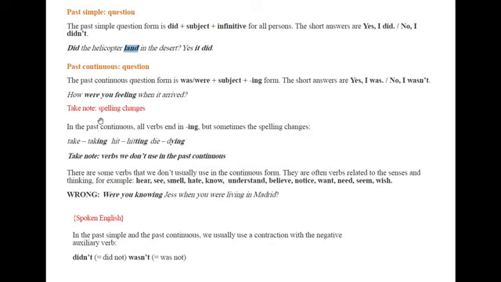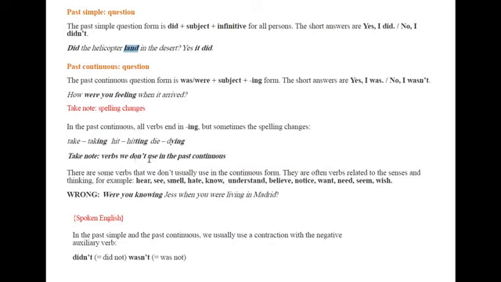Take notes on spelling changes. In the past continuous, all verbs end in ing, same as in the present continuous. The verb stays the same, simple, not past, but the helping verb changes to was and were. Take, taking; hit, hitting; die, dying.